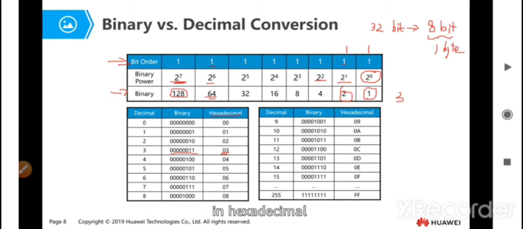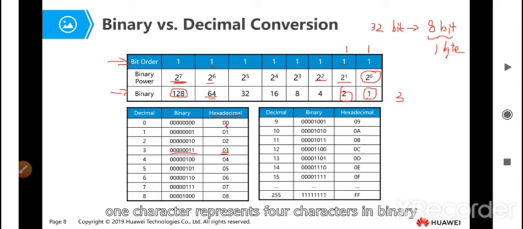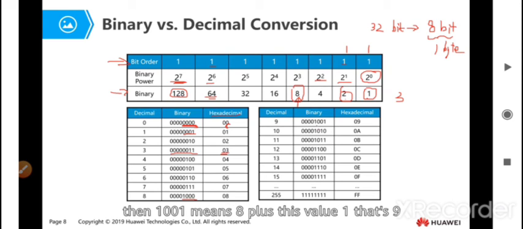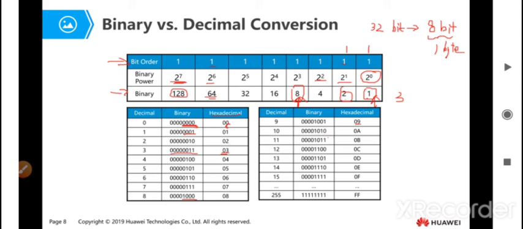And one character in hexadecimal represents 4 bits. We can see from 1 to 8: 1 0 0 0 means 8, and all the others are 0, so it's just 8. And then 1 0 0 1 means 8 plus 1, that's 9.